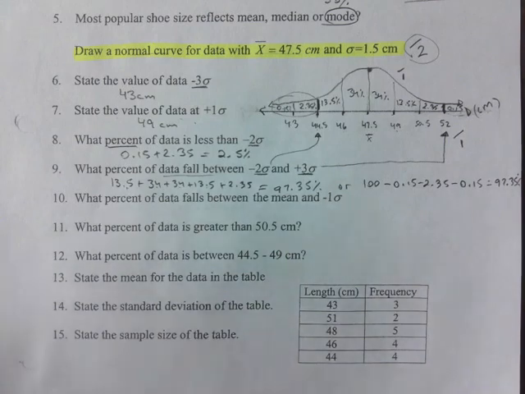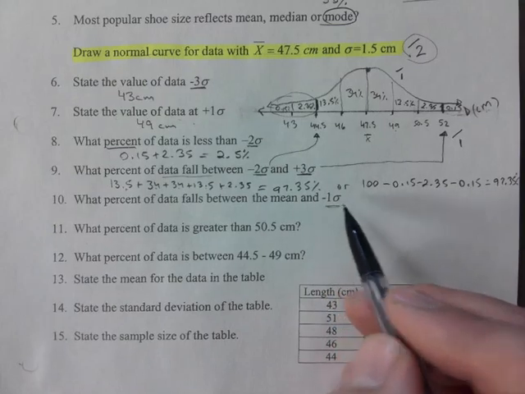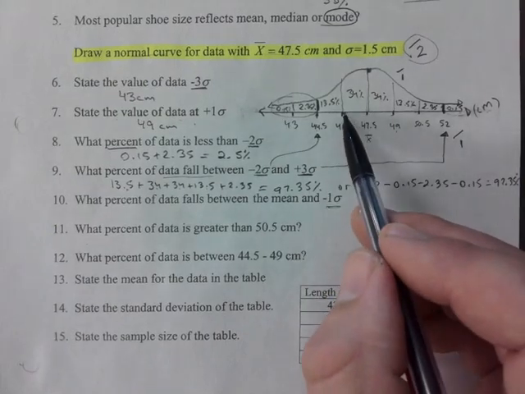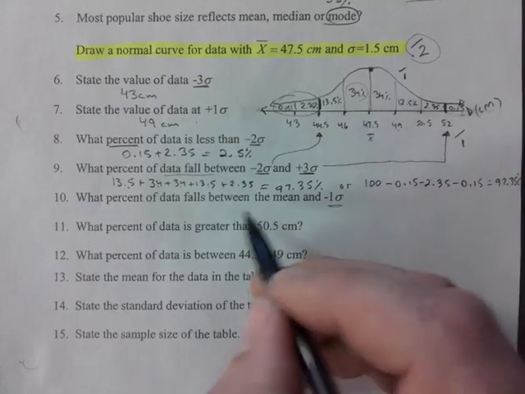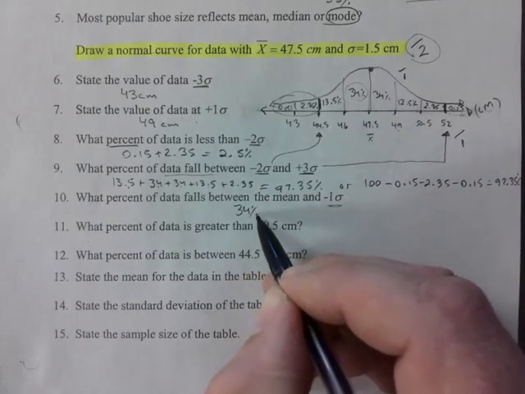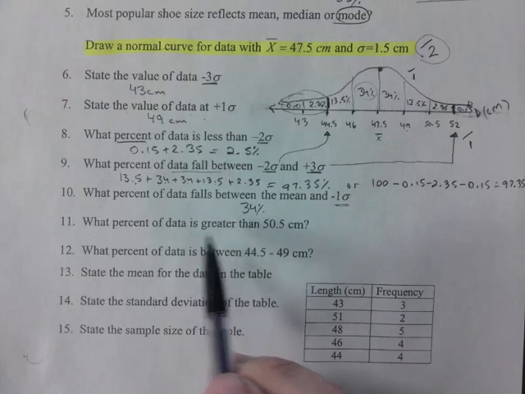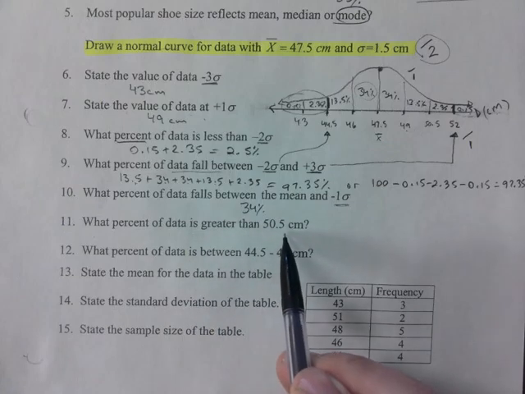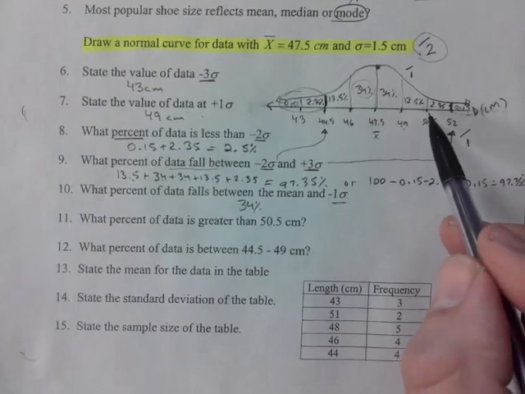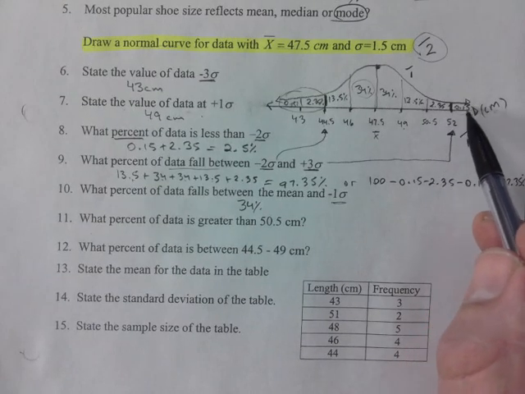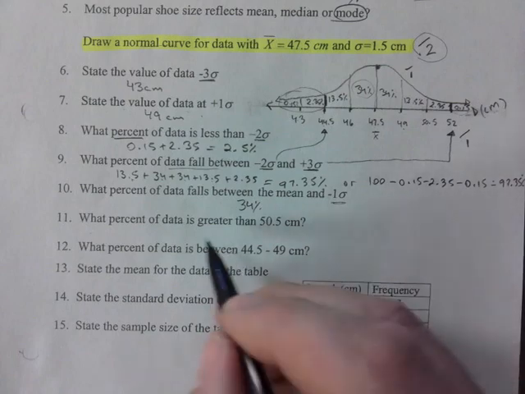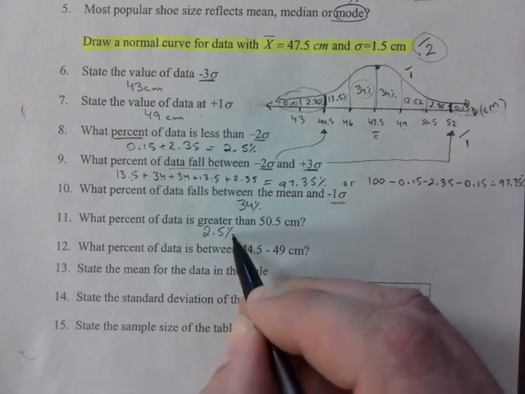Okay. What percent of data falls between the mean and -1 standard deviation? So it's between mean and negative, so that's 34%, just like that. What percent of data is greater than 50.5 centimeters? 50.5 is right here, so percent of data would be these two sections combined. That's 2.5%, by the way.